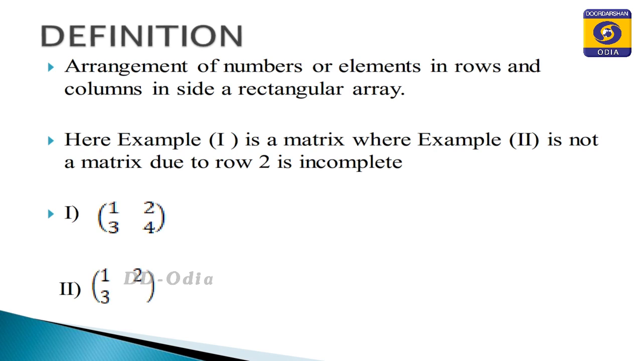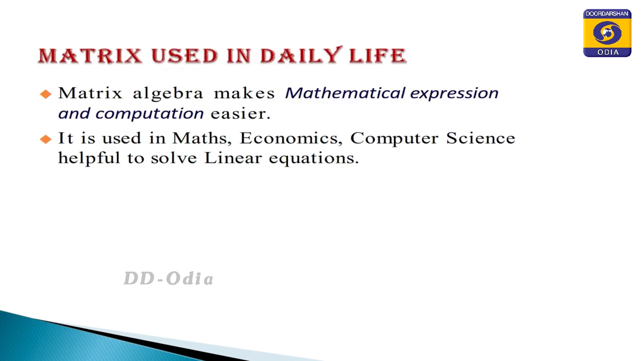What is the definition? The arrangement of numbers in rows and columns inside a rectangular array is known as a matrix. Here, example 1 is a matrix and example 2 is not a matrix, because row 2 is incomplete. Next is the use of matrices in our daily life.